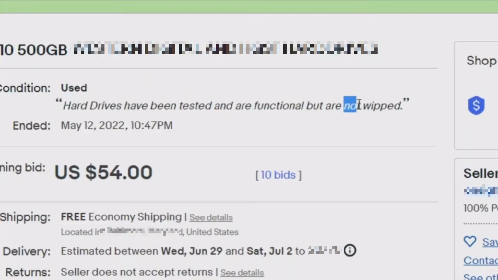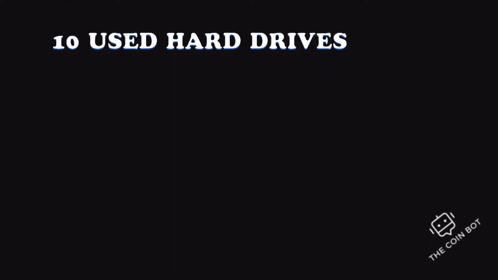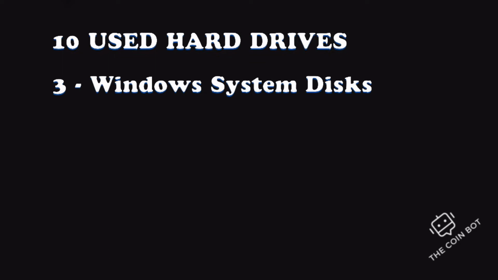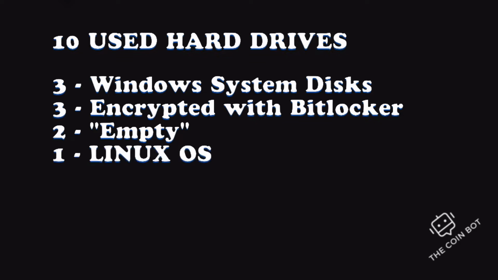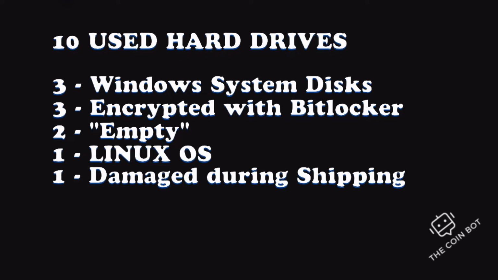Now, I thought it odd that this ad was actually advertising these drives as not being wiped. What that means is they've taken the hard drive out of the laptop, but they haven't done anything to secure the data that's on it. And of course, my curiosity got the better of me, and I wanted to find out what was on them. Most of the drives mounted properly. 3 were Windows system disks. 3 drives were encrypted with BitLocker. 2 drives were empty. They were showing that they had the standard corporate hard drive partitions on them, but they were showing as blank. 1 disk had Linux operating system on it, and 1 drive was broken and clicking due to the shipping damage that I talked about earlier.